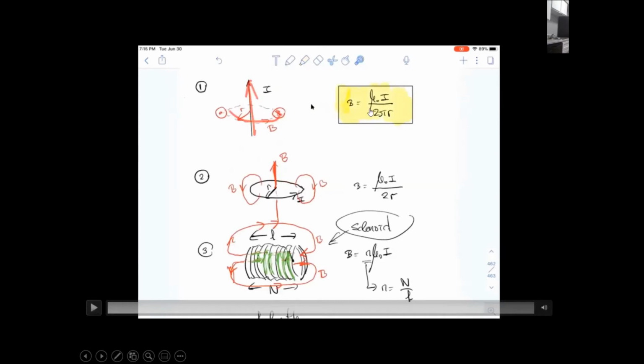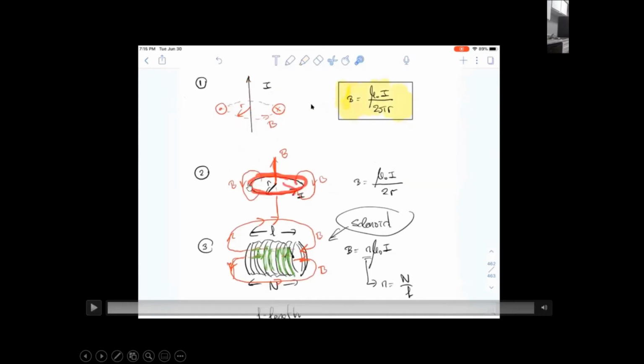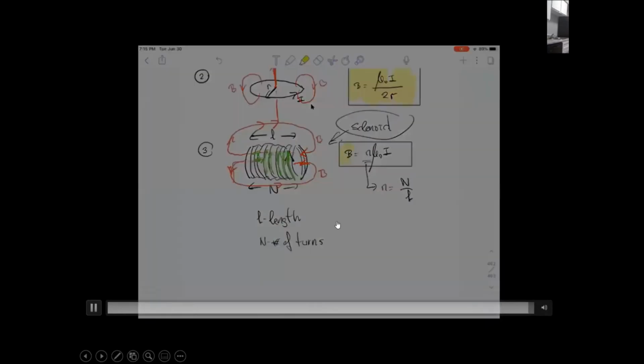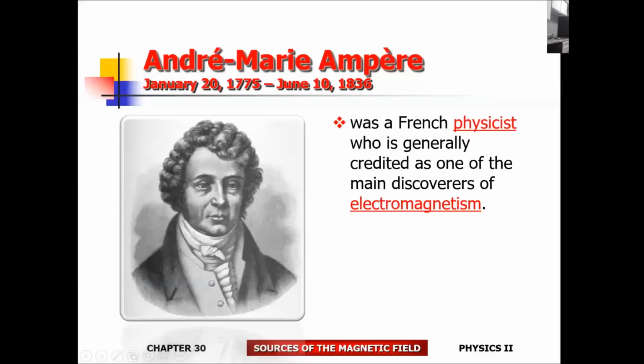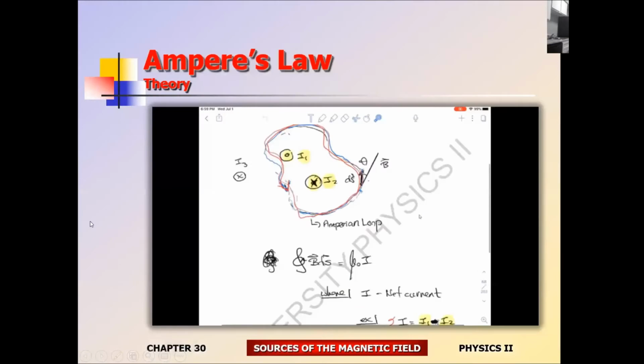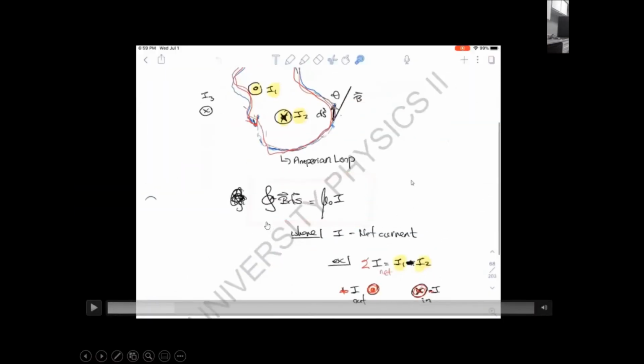So this is for a straight wire. This is for a loop of wire. And this formula is for a solenoid, the strength of the magnetic field. So know how to use Ampere's law and know how to use it properly. It's kind of like Gauss's law, except this is for the magnetic field.